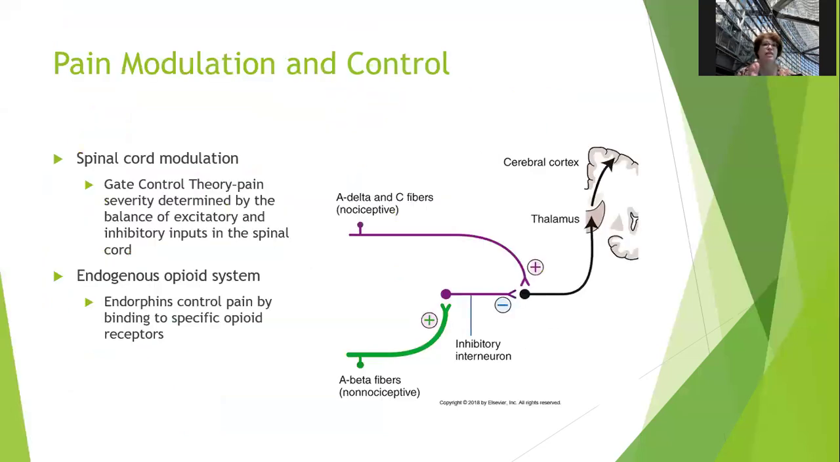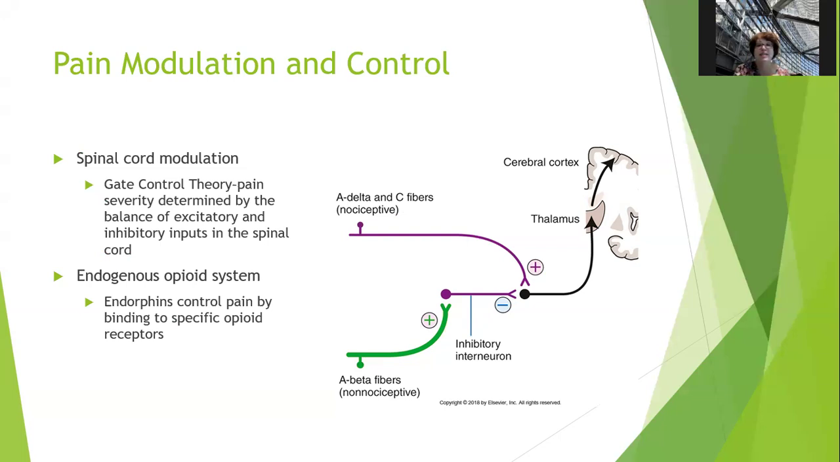So pain modulation can be ascending, which is spinal cord modulation, or descending, which is our endogenous opioid system. So in the ascending control, it's modulated in the spinal cord. We're going to call it gate control theory for now. We're going to evolve that next quarter. And the pain severity is determined by the balance of excitatory and inhibitory inputs in the spinal cord.